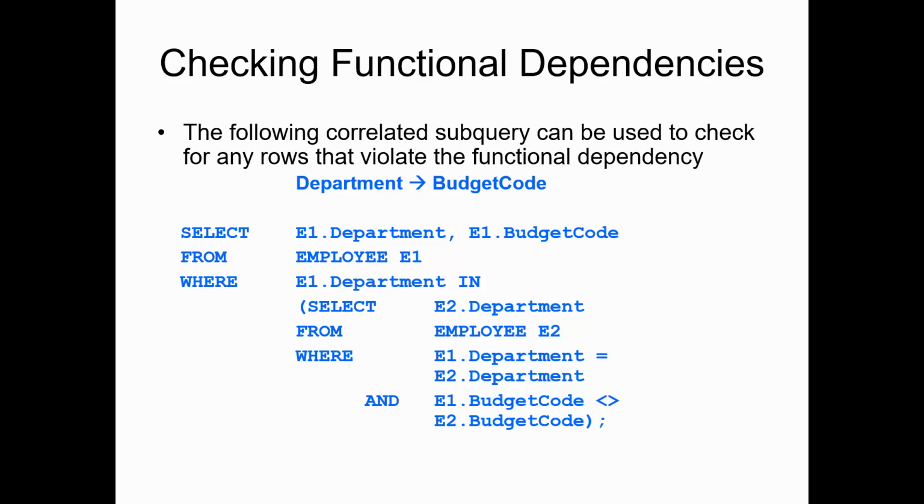Also, correlated subquery can be used to check for any rows that violate the functional dependency. For example, if we would like to check that no two departments have the same budget code, then we use the nested correlated subquery that's shown here.